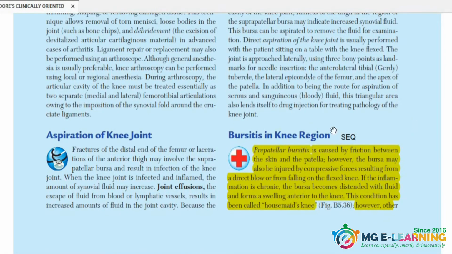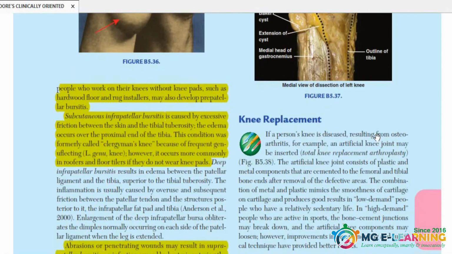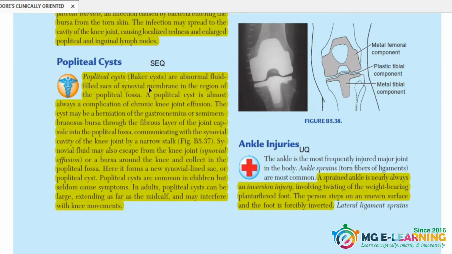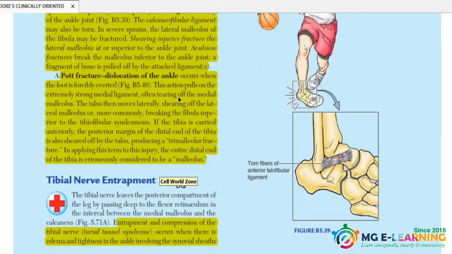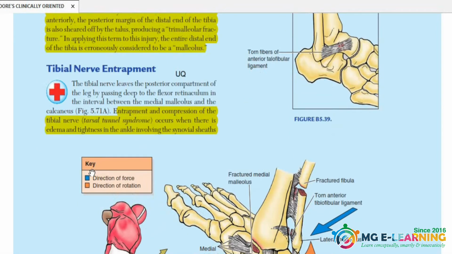Then bursitis of the knee joint is also important from the CQ point of view. Then popliteal cyst, it is also known as Baker's cyst. You have to know its clinical importance, and it is important from the CQ point of view. Ankle injuries, it is very important for UQ, especially Pott's fracture. This one, it is important from the UQ point of view. Tibial nerve entrapment, that is tarsal tunnel syndrome, it is also important from the SCQ and MCQ point of view.